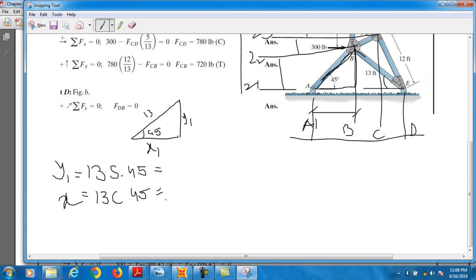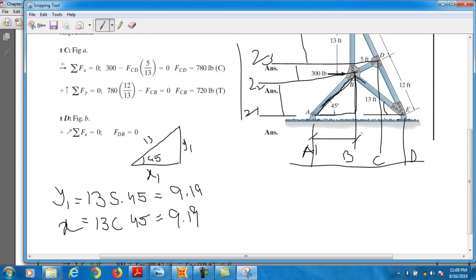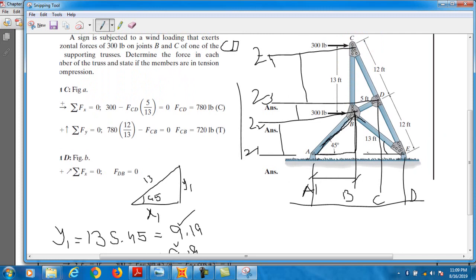This will give you the results. If you use your calculator, 13 sine 45 gives you 9.19, and 13 cos 45 will also give you 9.19. Since this is a 45 degree angle, you must know that the base and perpendicular will be the same. Clear? So the AB spacing and BD spacing will be 9.19. By the same approach you can calculate the rest.